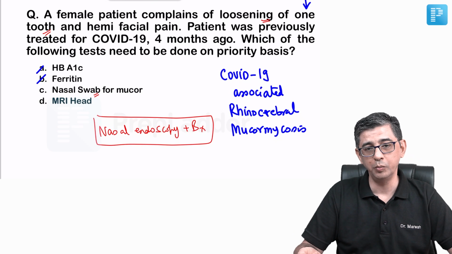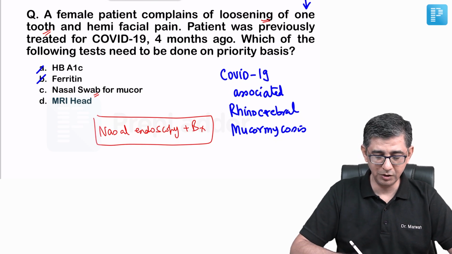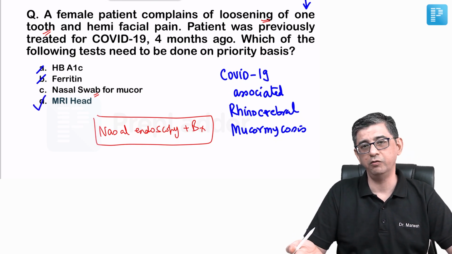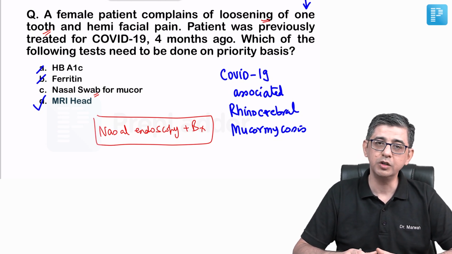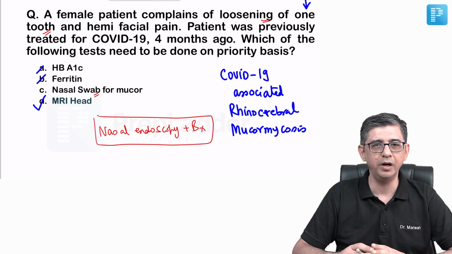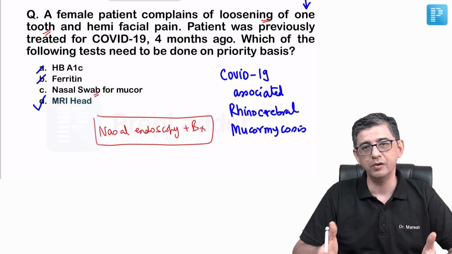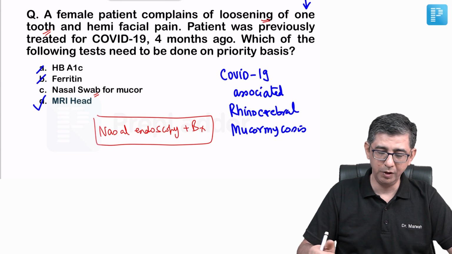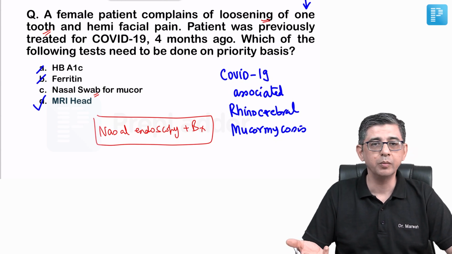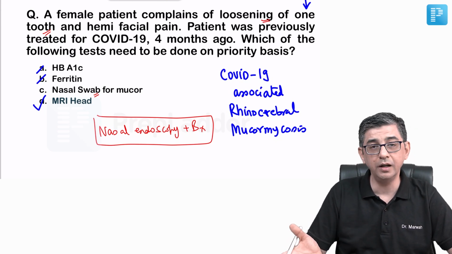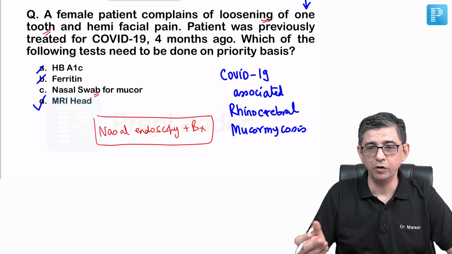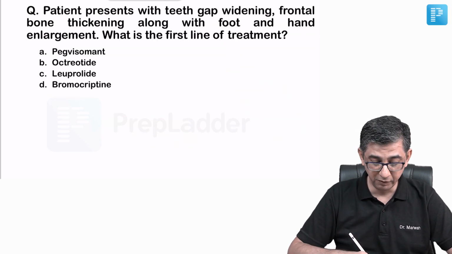It should be nasal endoscopy with biopsy. The answer to this question should be given as an MRI head, and that is what we've done in, I think, the entire initial 3 to 4 months in 2021 when we had Delta strain causing mayhem in our country. A lot of people ended up with COVID-19 mucormycosis. So we were identifying that on the basis of MRI head and subsequently initiating treatment and getting a nasal endoscopy of the patient done whenever it was feasible.